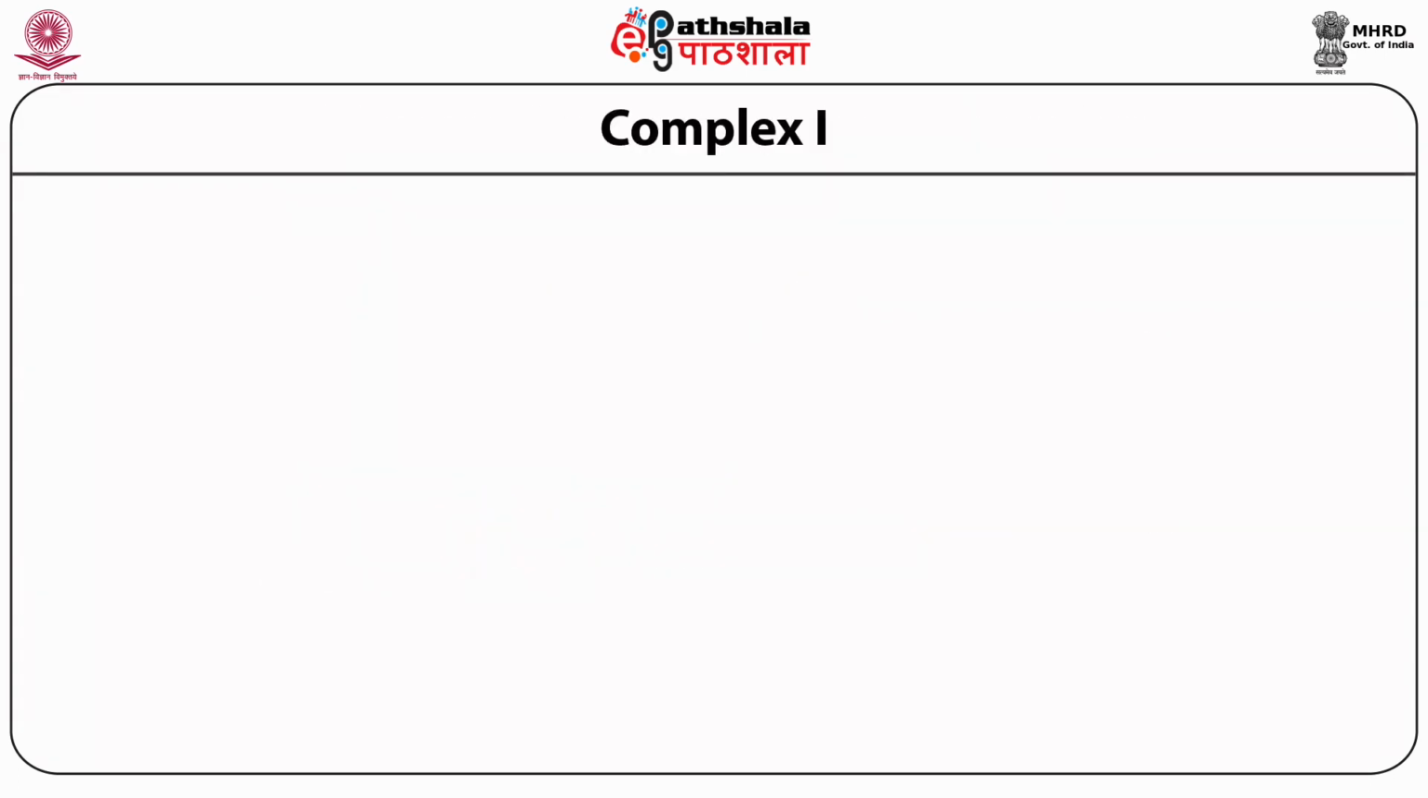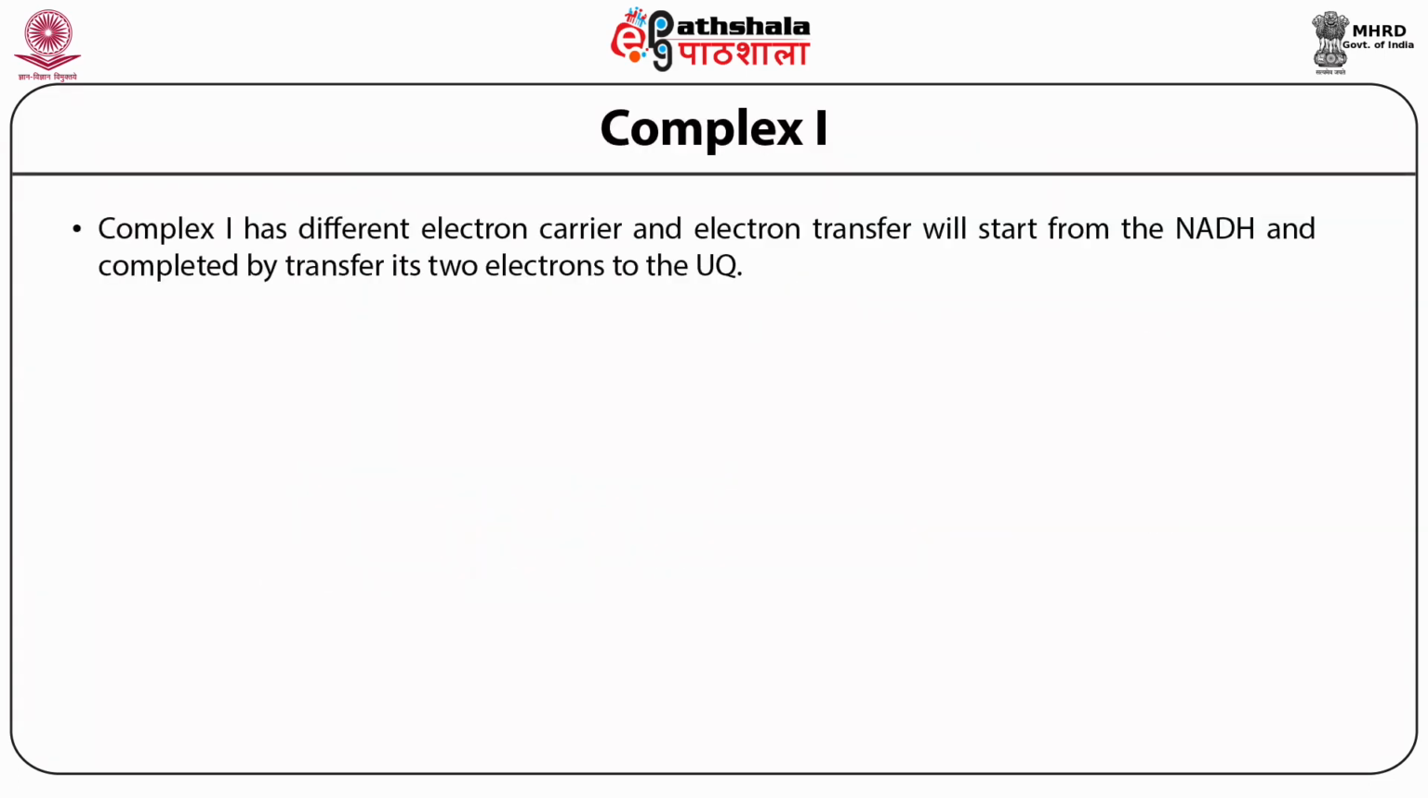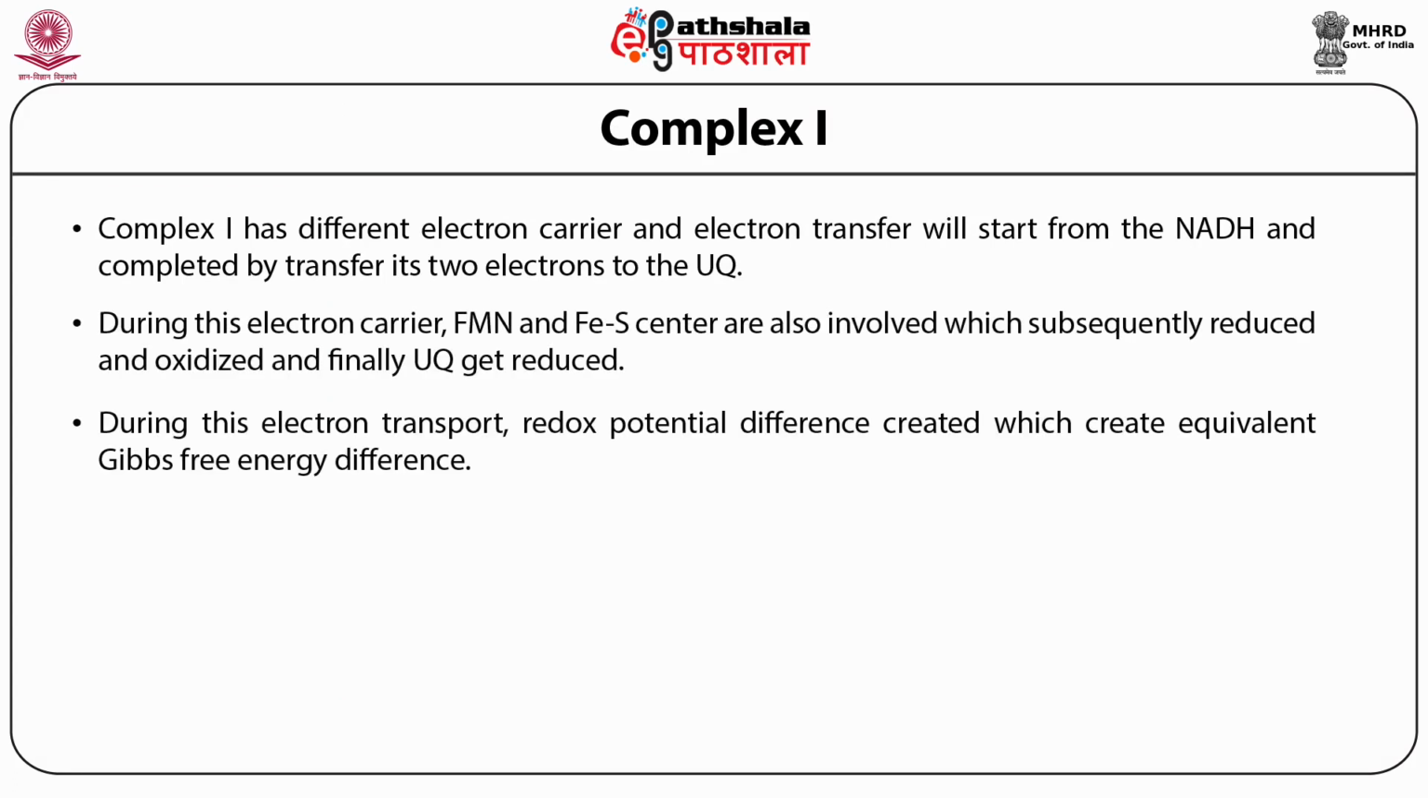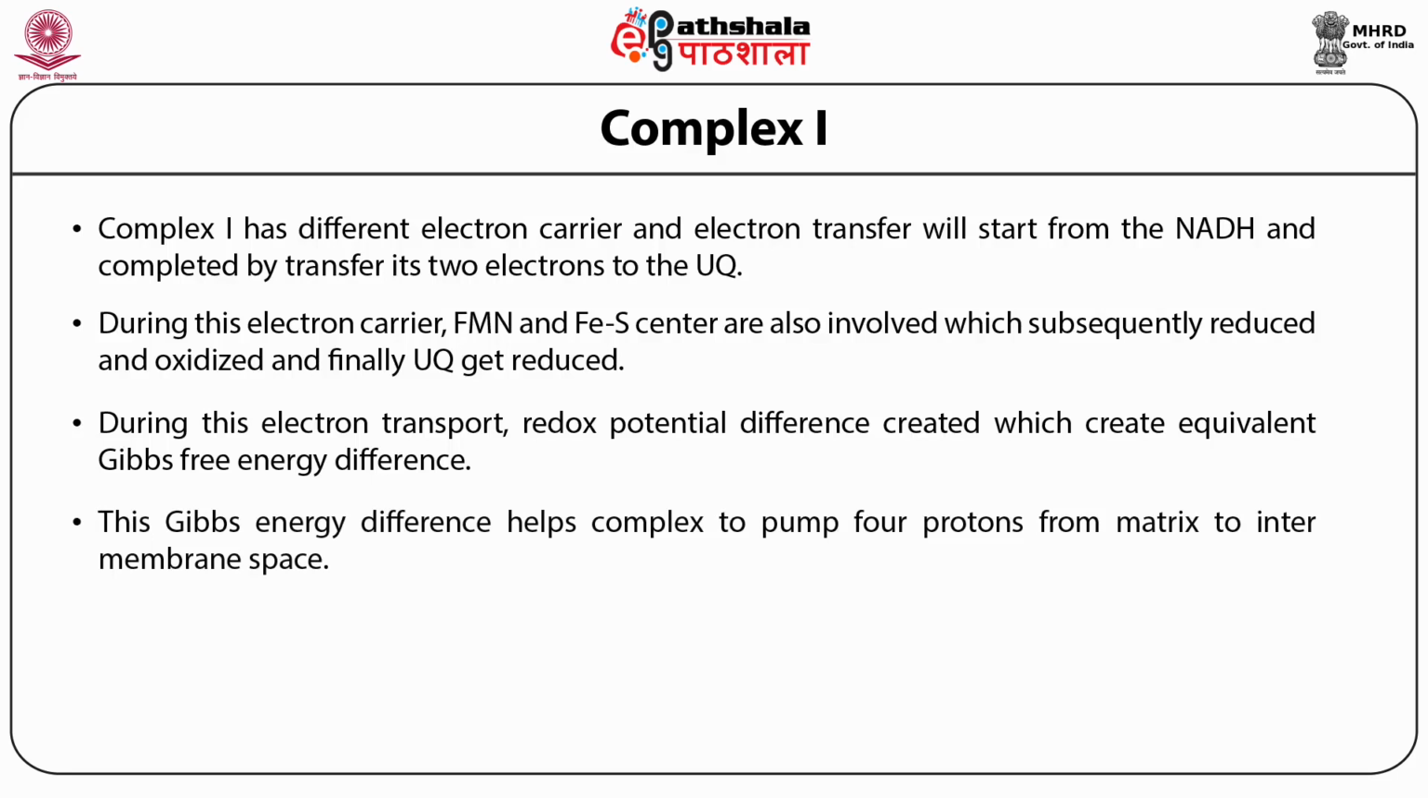We have discussed how complex 1 is involved in the electron transfer and what the different electron carriers of complex 1 are. During the electron transfer in complex 1, the standard redox potential difference is created, and that is converted into Gibbs free energy, and that Gibbs free energy helps complex 1 pump protons from the matrix to the intermembrane space. At the same time, it also produces one reduced ubiquinone.